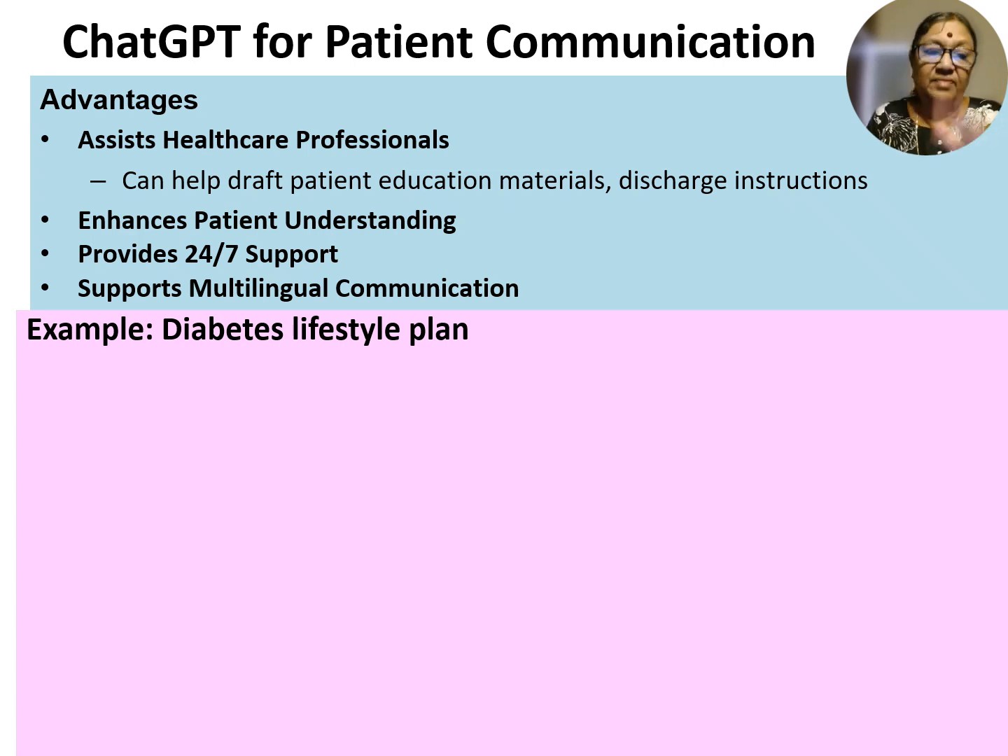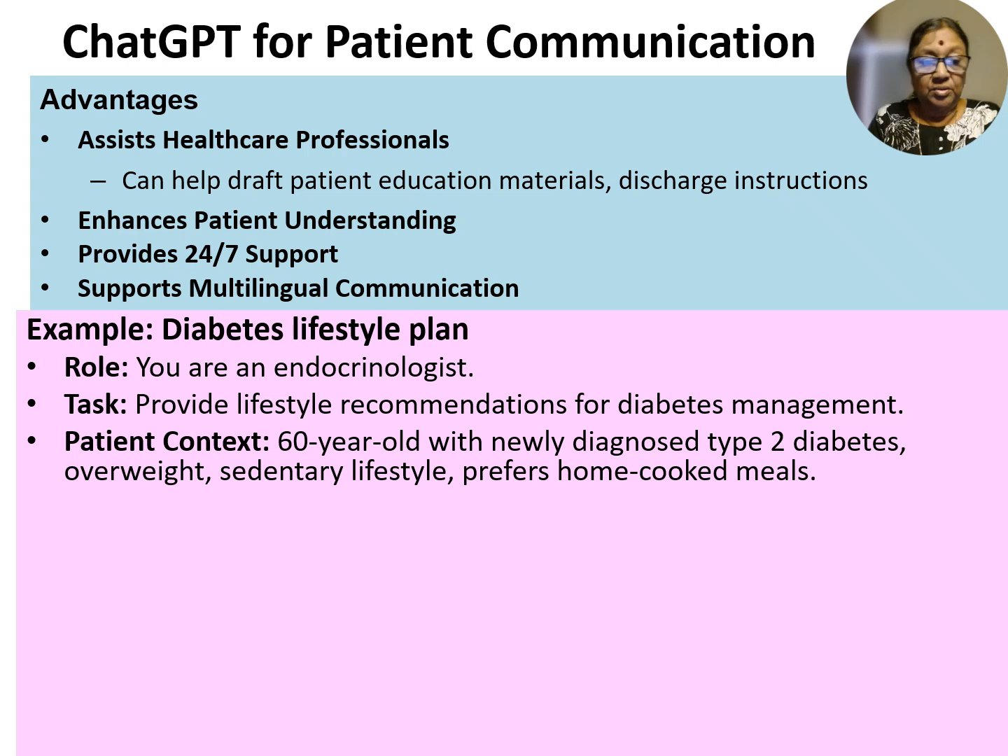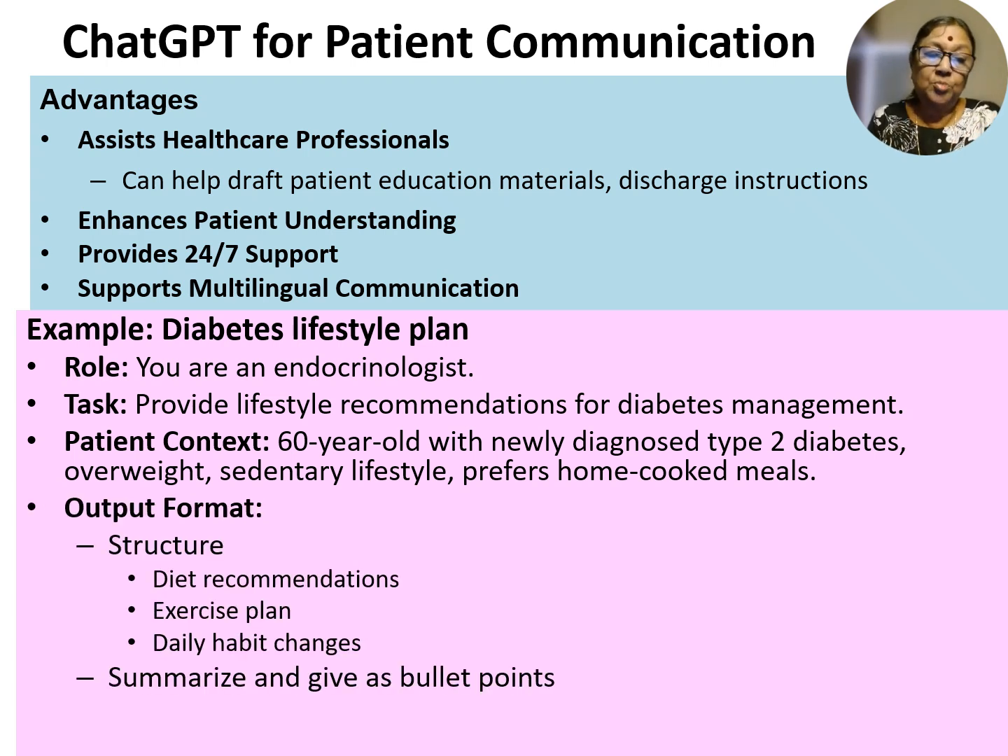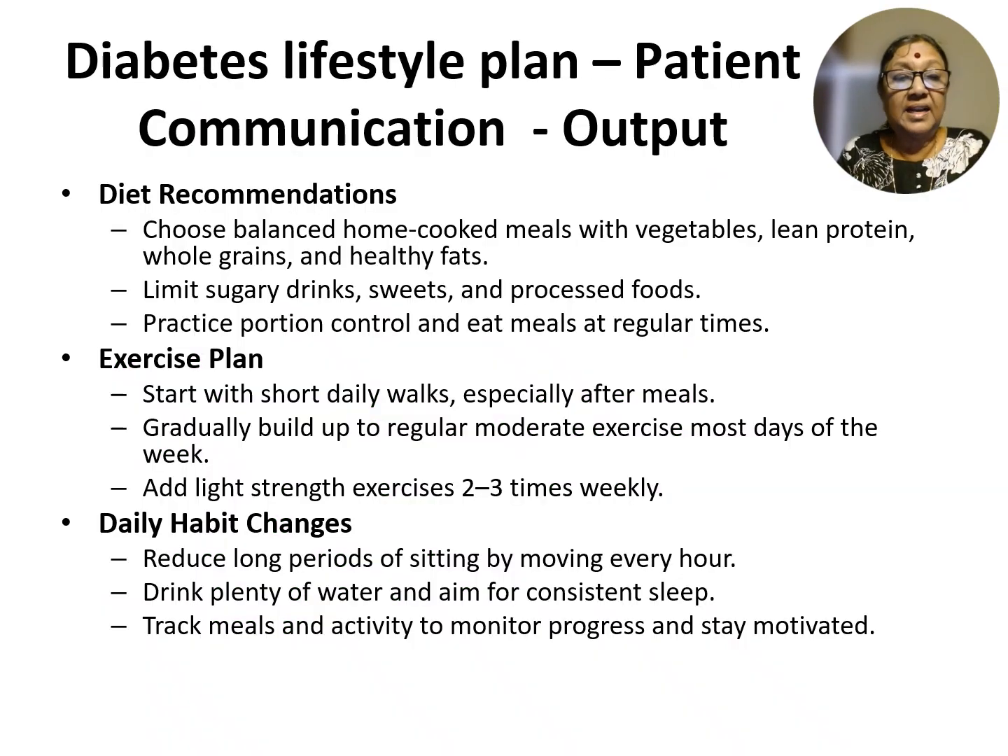So diabetes life plan is an example we are using. So you are an endocrinologist, provide lifestyle recommendations for diabetes management. Given the patient context, see here the context is slightly different, so that you have to decide. And output, we want the format. The structure is diet recommendation, exercise plan, and daily habit changes. Summarize and give us bullet points. So this exactly is what I gave to ChatGPT. And you have constraints: don't give medication advice and use an encouraging tone. So what we had, this was output.